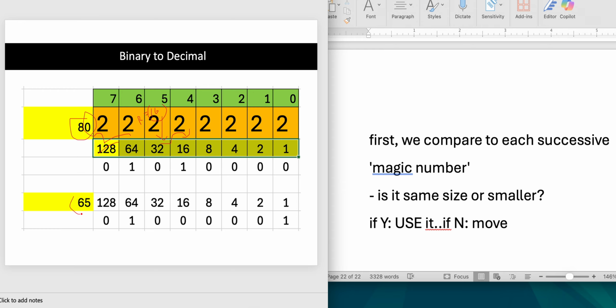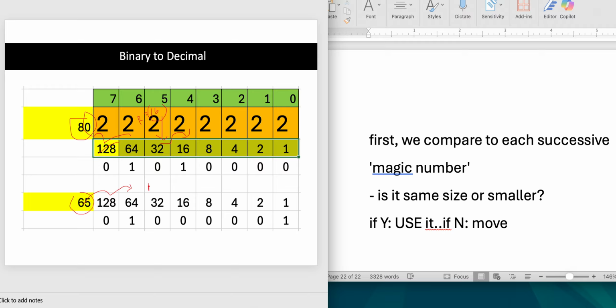Here we have 65, and we ask ourselves, is 128 the same or lower than 65? The answer is no, and we assign 0. So we bounce 65 to here, and then is 64 lower than or equal to 65? The answer is yes. We assign it a value of 1. We use it: taking and subtracting 64 from 65, which is a remainder of 1.